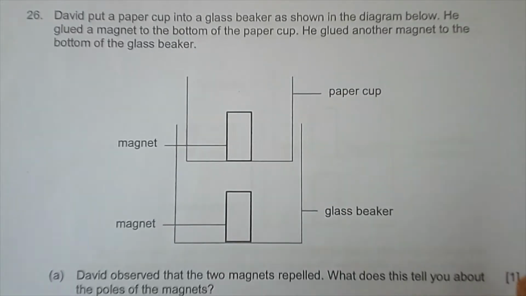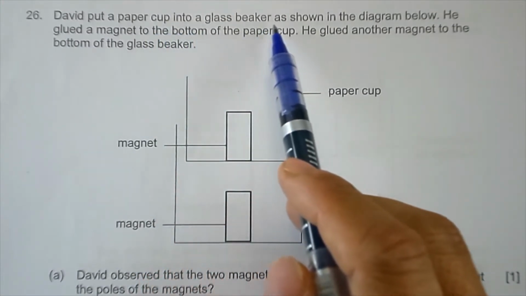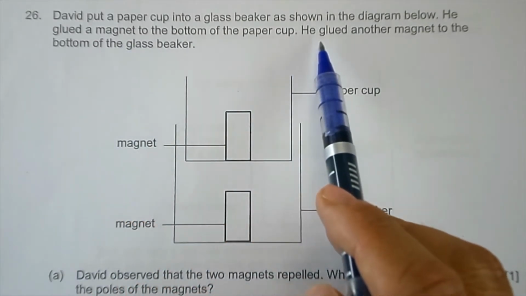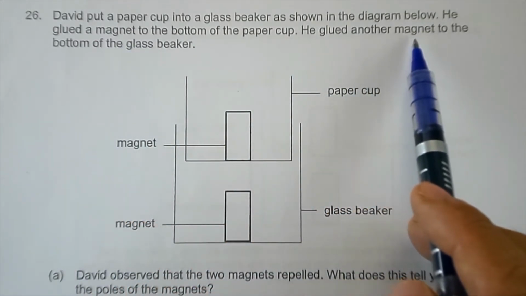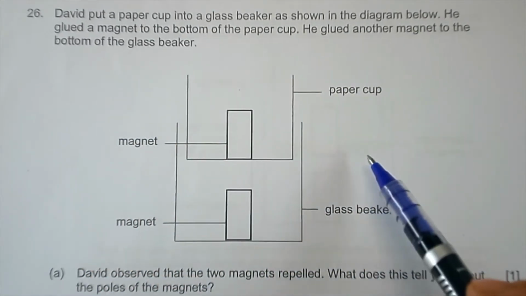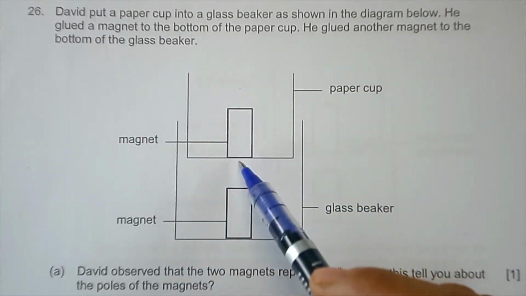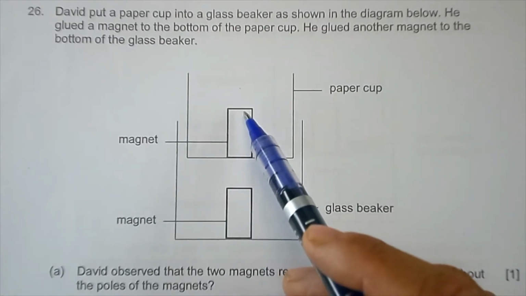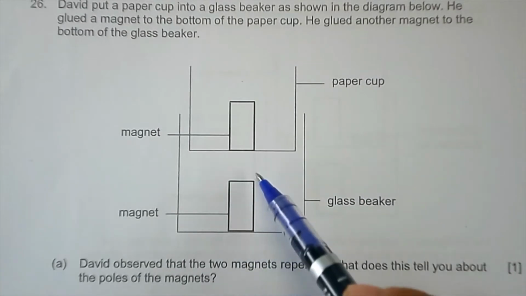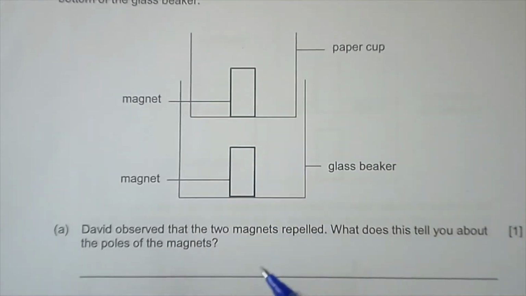For question 26, the question reads, David put a paper cup into a glass beaker as shown in the diagram below. He glued a magnet to the bottom of the cup. He glued another magnet to the bottom of the glass beaker. So in this diagram setup, we can see that the paper cup is over here. There's a magnet in the paper cup, on top of this glass beaker with another magnet directly below the paper cup.